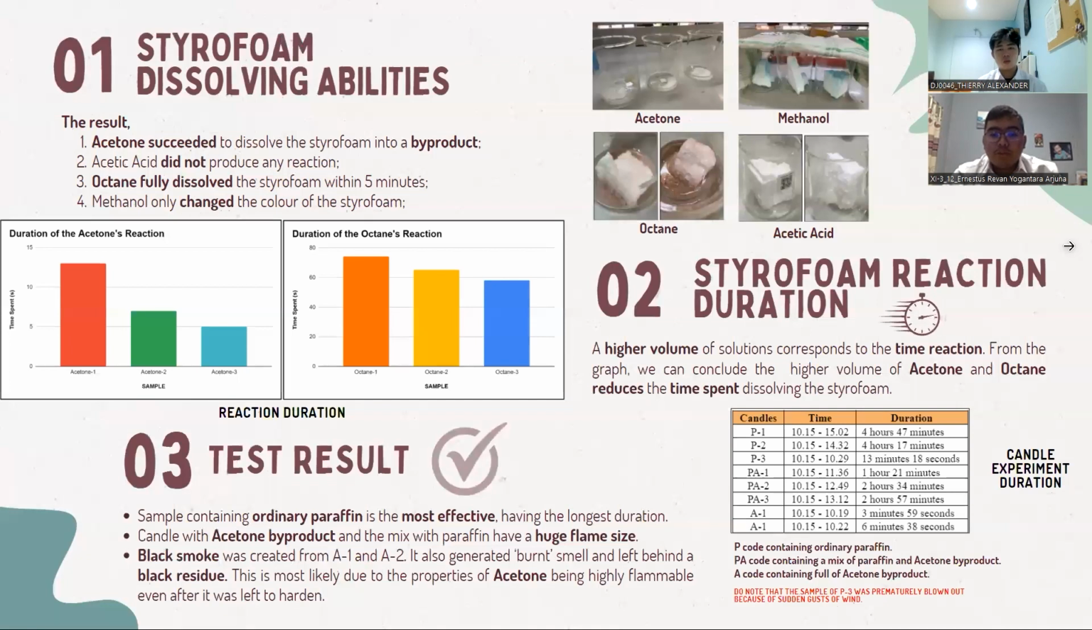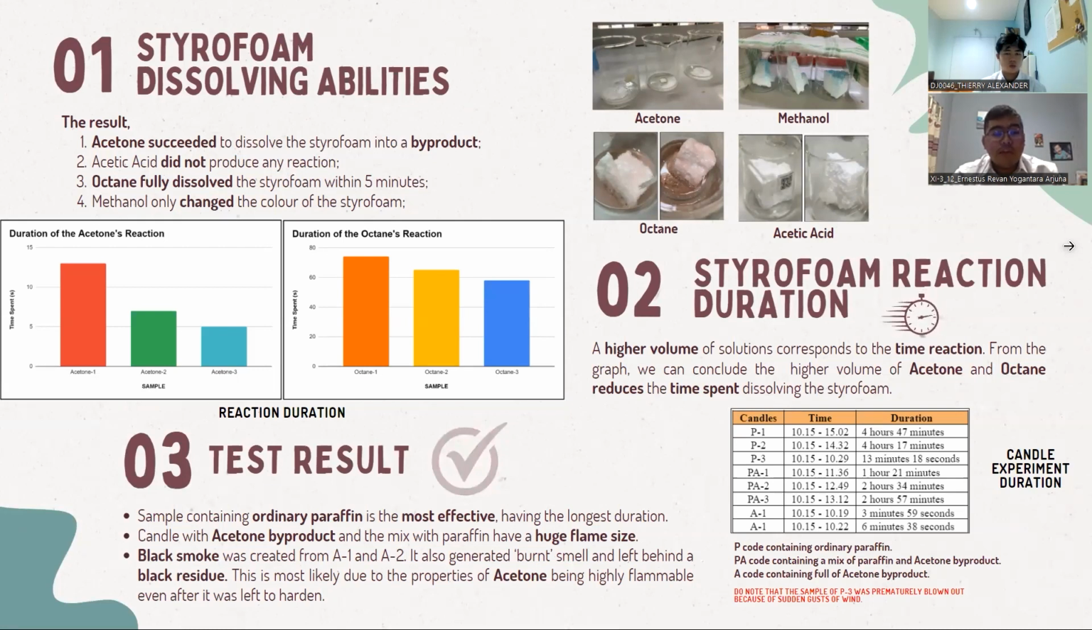Second, the styrofoam reaction duration. We found that the higher volume of solution corresponds to a shorter reaction time. From the graph, we can see that both acetone 3 and octane 3 have reduced time compared to acetone 1 and acetone 2, or octane 1 and octane 2. This is because acetone 3 has 20 milliliters and acetone 1 and 2 have 10 and 15 each, and octane 3 has 20 milliliters as well, and octane 1 and octane 2 have 10 and 15 milliliters each.